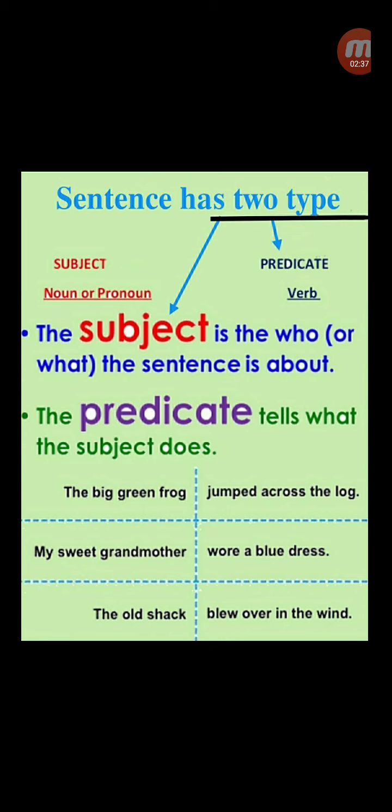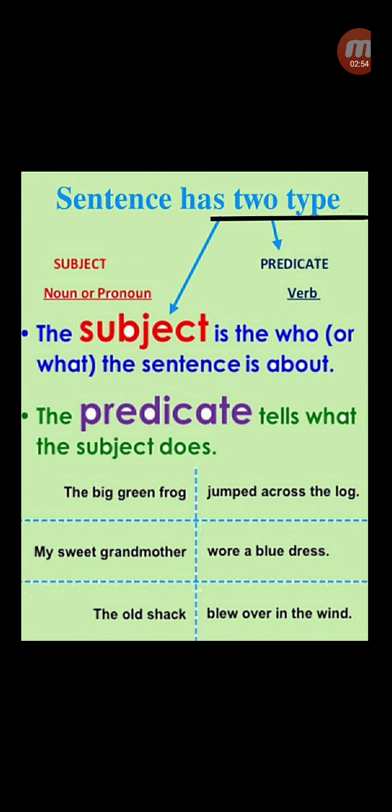Now what is the first word I use? What? WH type. So what did the subject do? That is, we are talking about whom? Green frog. What did he do? Jumped across the log.